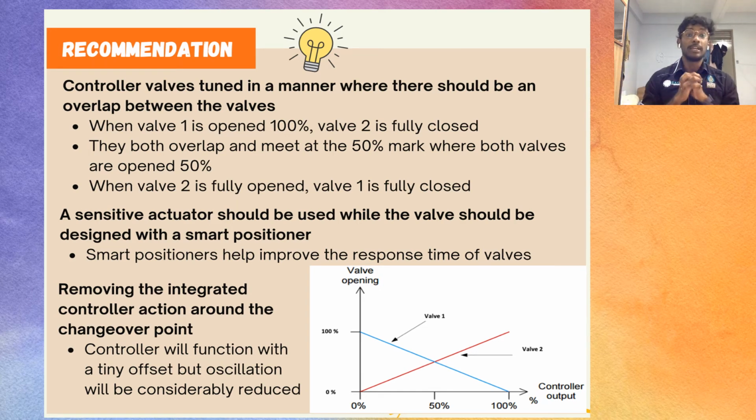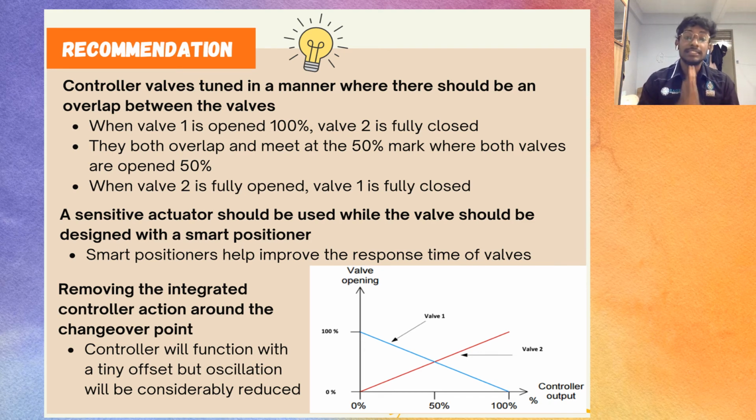Now this can be avoided by tuning the controllers in a manner where there should be an overlap between the valves. For example, when valve 1 is 100% open, valve 2 would be 100% closed. And the graph goes in this manner as shown down here. They both overlap at the 50% mark. What I mean is when valve 1 is 50% open, valve 2 is also 50% open. And now as valve 2 gets 100% open, valve 1 is only 0%, or fully closed.